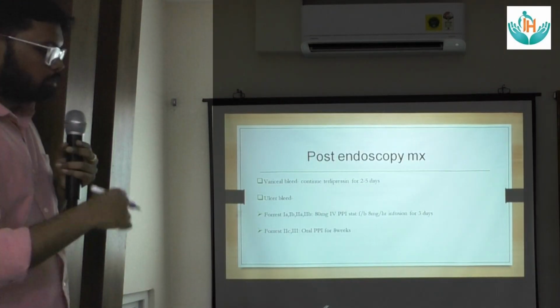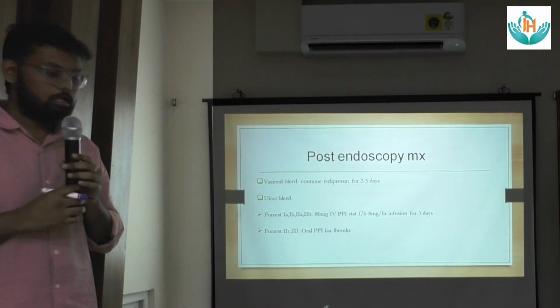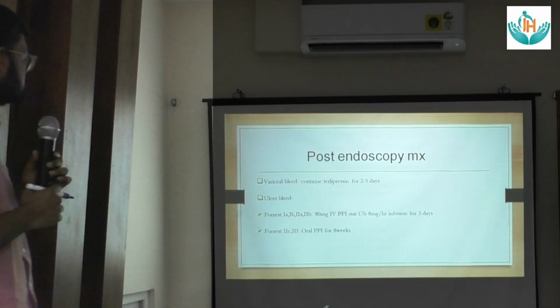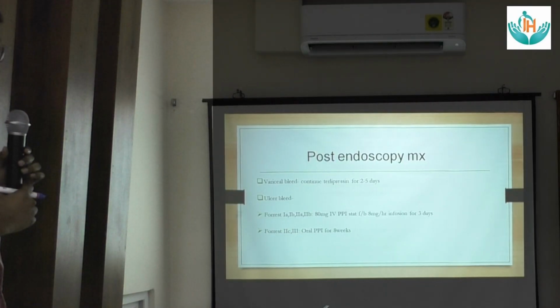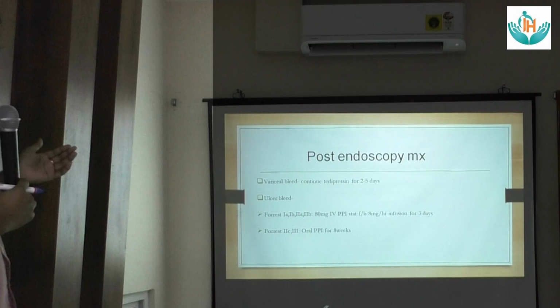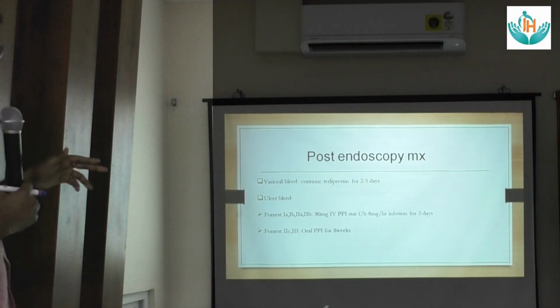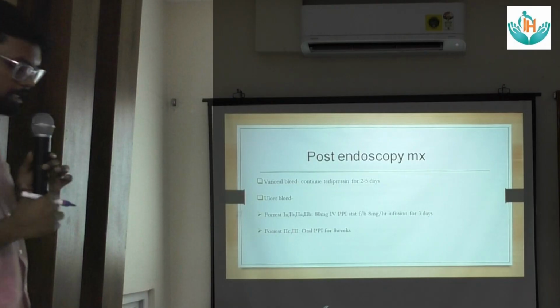Coming to the post-endoscopy part, if it is a variceal bleed, we will continue terlipressin for 2 to 5 days. If it is an ulcer bleed, depending upon the Forrest classification, if it is 1A, 1B, 2A and 2B, we will give PPI infusion for 3 days. If it is 2C and 3, we will give oral PPI for 8 weeks.